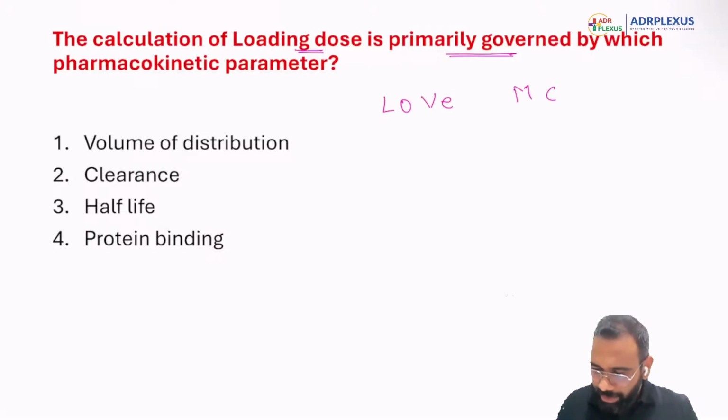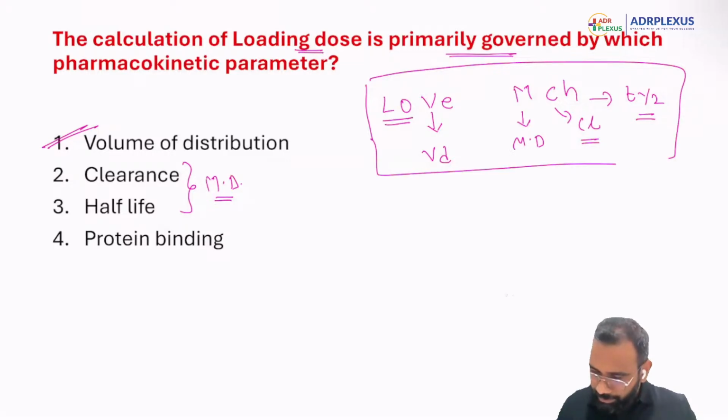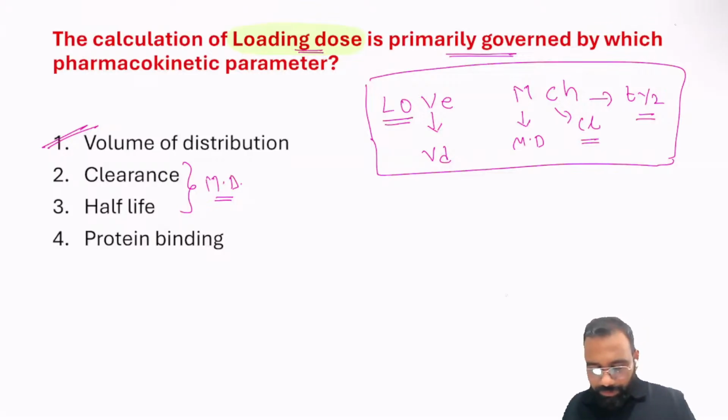It's like LOVE MCH. Loading dose depends on volume of distribution; maintenance dose depends on clearance and half-life. H means half-life. I told you multiple times. So loading dose, volume of distribution; clearance and half-life are for maintenance dose. Remember this one, LOVE MCH, asked multiple times in the exam. Read the question carefully, whether he's asking loading dose or maintenance dose. So just remember LOVE MCH. That's all about loading dose and maintenance dose.